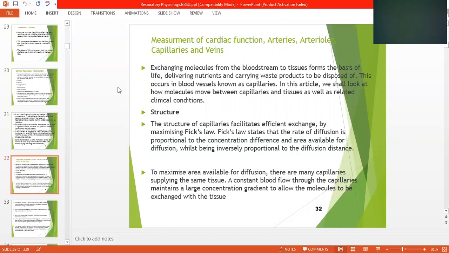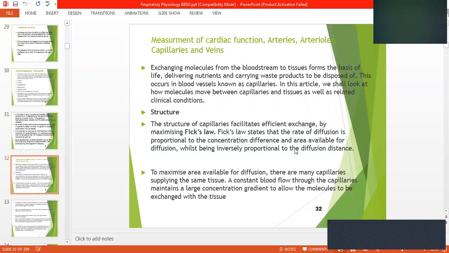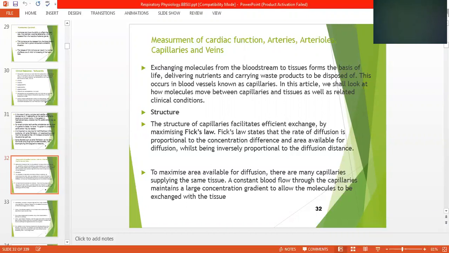Measurement of cardiac function: arteries, arterioles, capillaries, and veins. Exchanging molecules from the bloodstream to tissue forms the basis of life, delivering nutrition and carrying waste products to the discharge. This occurs in blood vessels known as the capillaries. This is the smallest part of the blood vessels, between arteries and veins; the smallest part of the vein is the venules. We shall look at how molecules move between capillaries and tissue, as well as related clinical conditions.